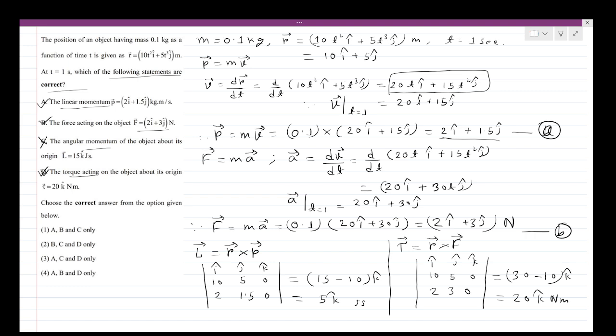That means options A, B, and D are right. Then we need to check which option is correct. ABC is not, BCD is not, ACD is not. So A, B, D only. So that means option number 4 is right.